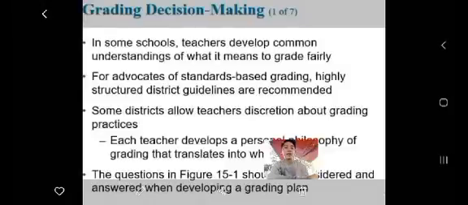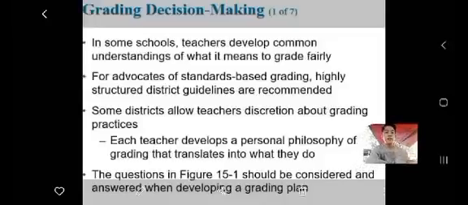Grading decision making. In some schools, teachers develop common understandings of what it means to grade fairly. For advocates of standards-based grading, highly structured district guidelines are recommended. Some districts also allow teachers discretion about grading practices, and each teacher develops a personal philosophy of grading, which then translates into what they do.